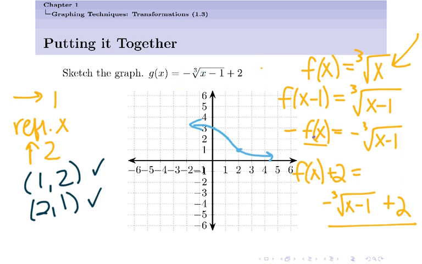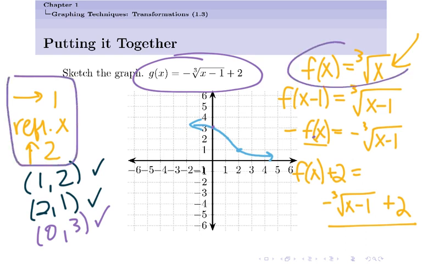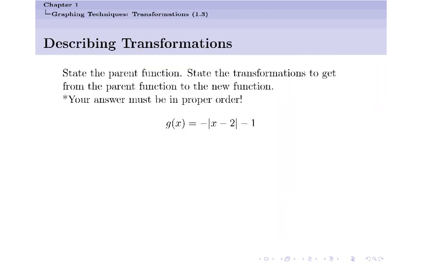And if you want to do some extra checking, you can plug in one more point for fun. You can plug in, let's say, 0. The cube root of negative 1, well, what times itself equals negative 1? Negative 1. The opposite of that, plus 2. So you get 1 plus 2, which is 3. So 0, 3 also works. So this graph in blue is the graph of this original equation. These are the list of transformations in their proper order, and this is the parent function. If I ask you to state the parent function for this graph, you're just looking for the most basic.